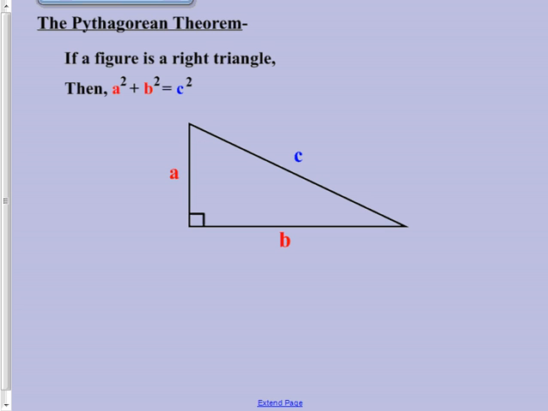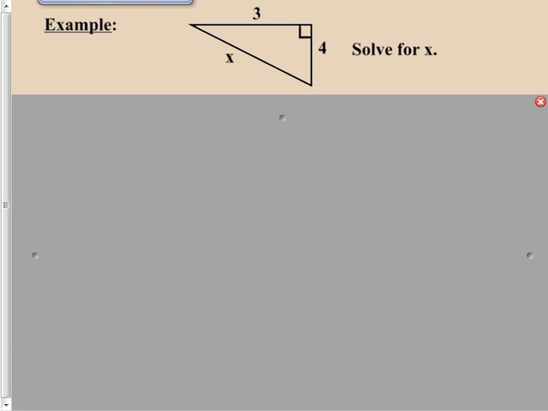So let's take a look at the theorem in action here. Here's an example. We know two sides of our right triangle. We have a 3, we have a 4, and we have an x. And of course, the instructions are to solve for the missing side length x.